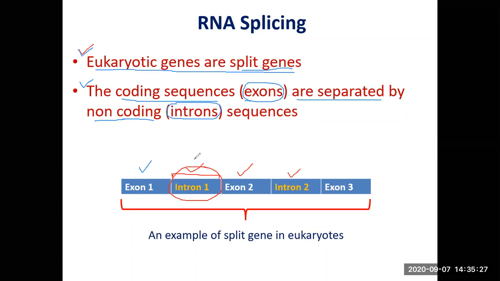Now, in the course of the lecture, exons on this side will be called upstream exons, and exons on this side will be called downstream exons. Okay, so we have understood in an earlier lecture what is meant by upstream and downstream. So exons on this side, as shown by the arrow, are referred to as upstream exons, and exons on this side are referred to as downstream exons.